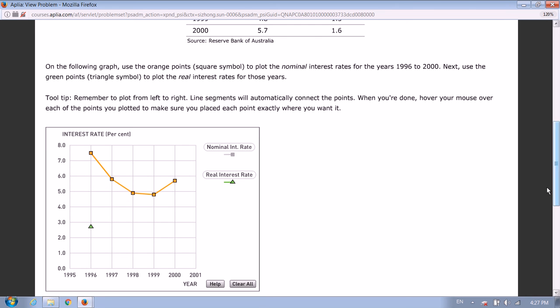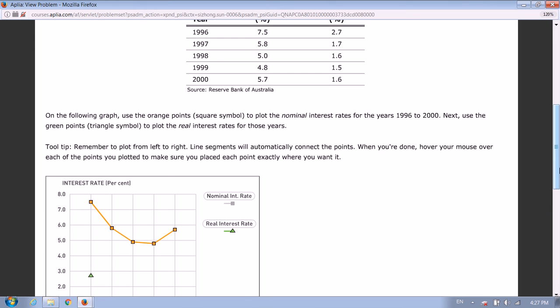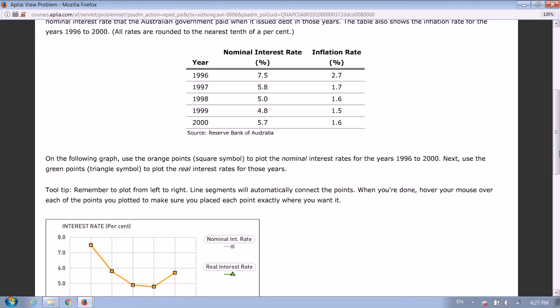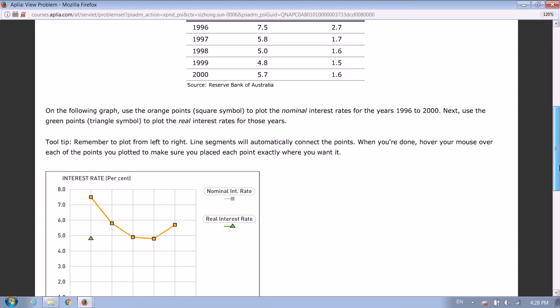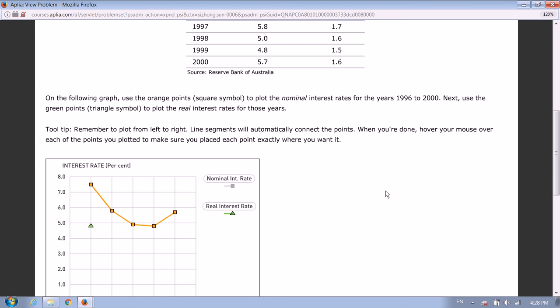Oh, sorry. We want to calculate the real interest rate. The real interest rate is the difference between nominal interest rate and inflation rate. So in year 1996 it is 7.5 minus 2.7, which is 4.8. In year 1997, it's 5.8 minus 1.7, 4.1.